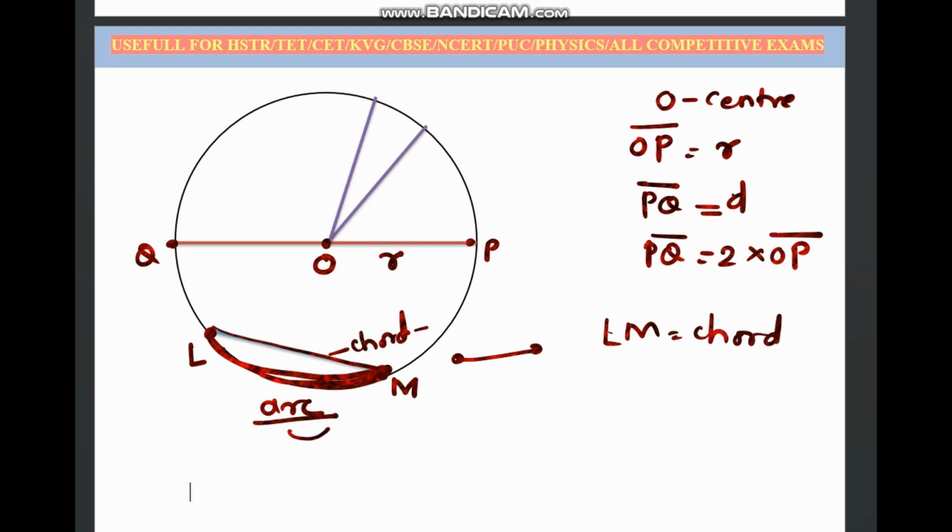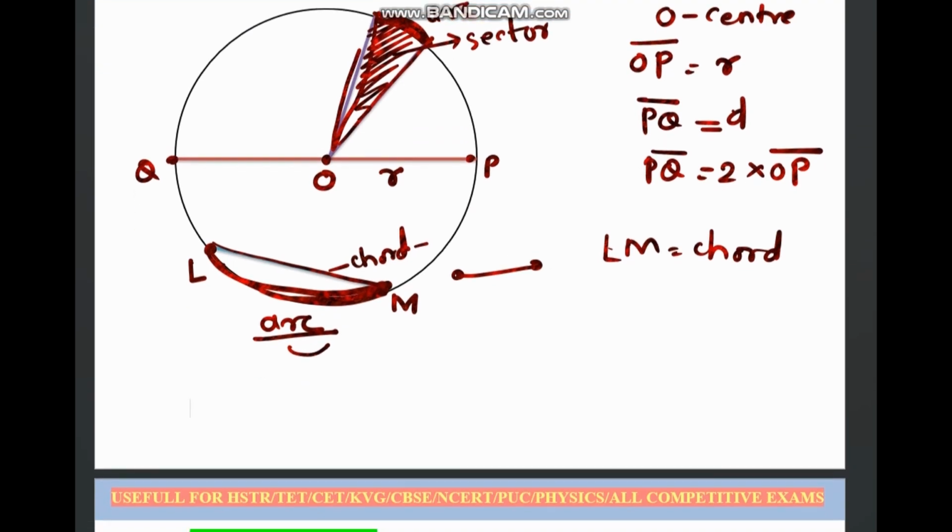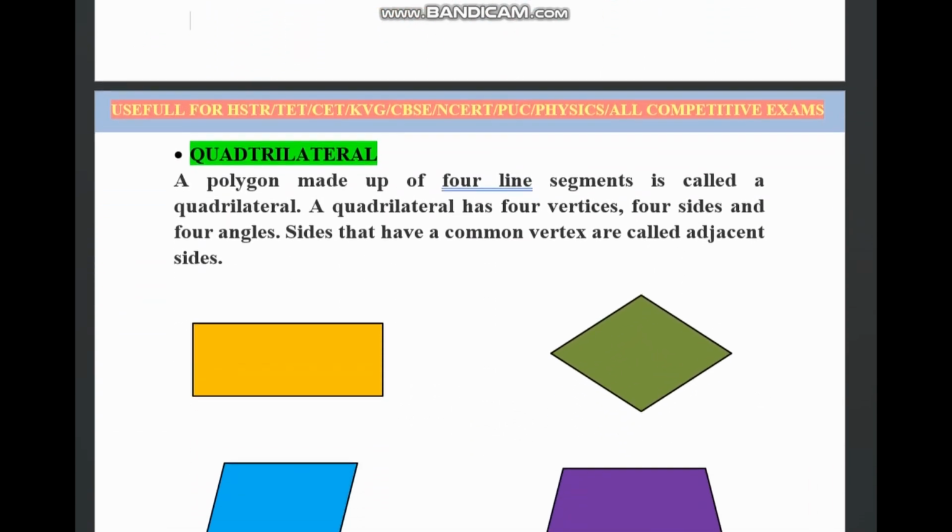Then we will come to sector. So this is one arc, this is one radius, this is one more radius. The area enclosed between two radii and one arc is called a sector. So these are some important terms which come under the circle.